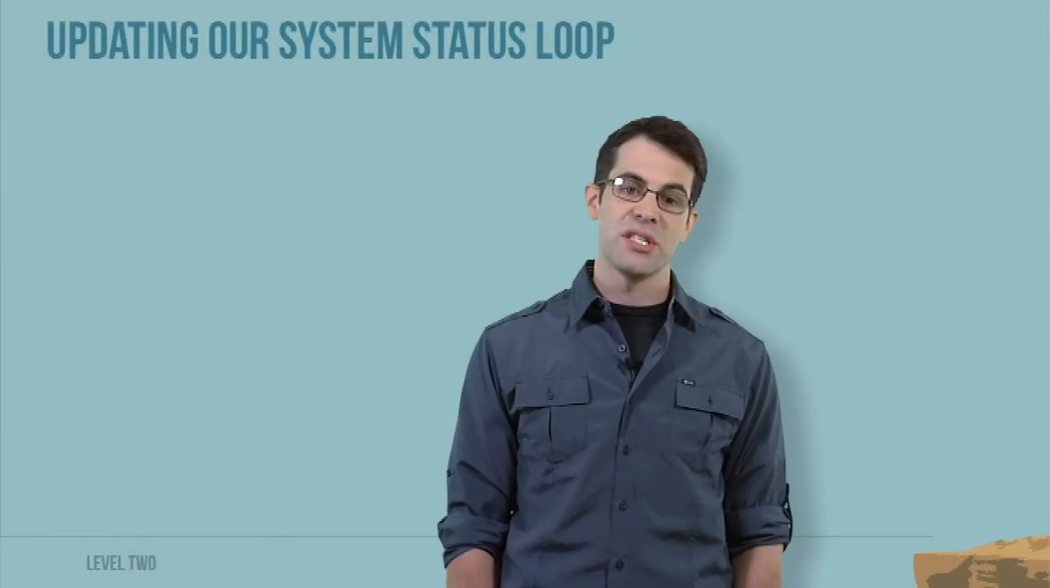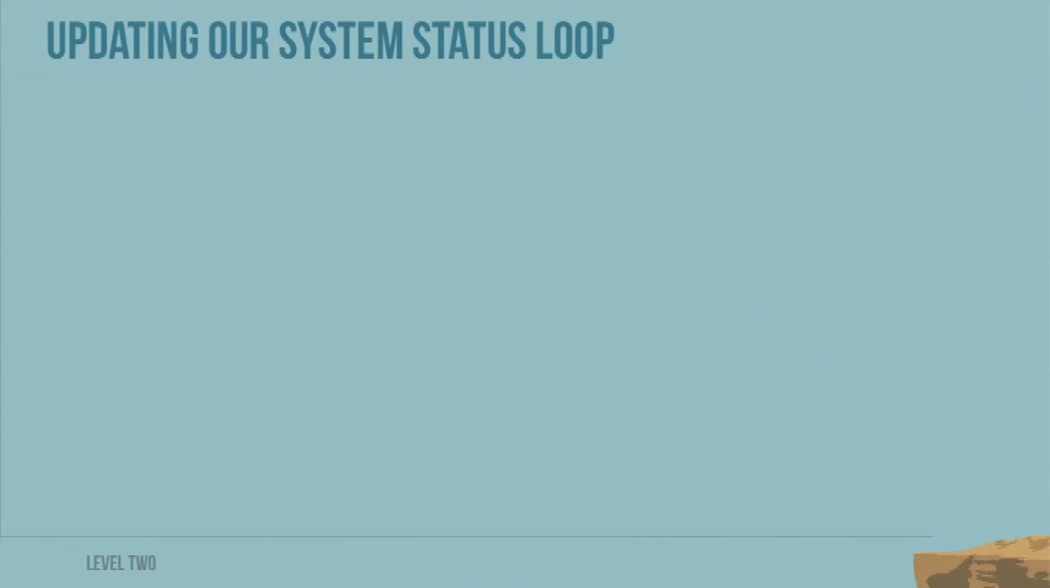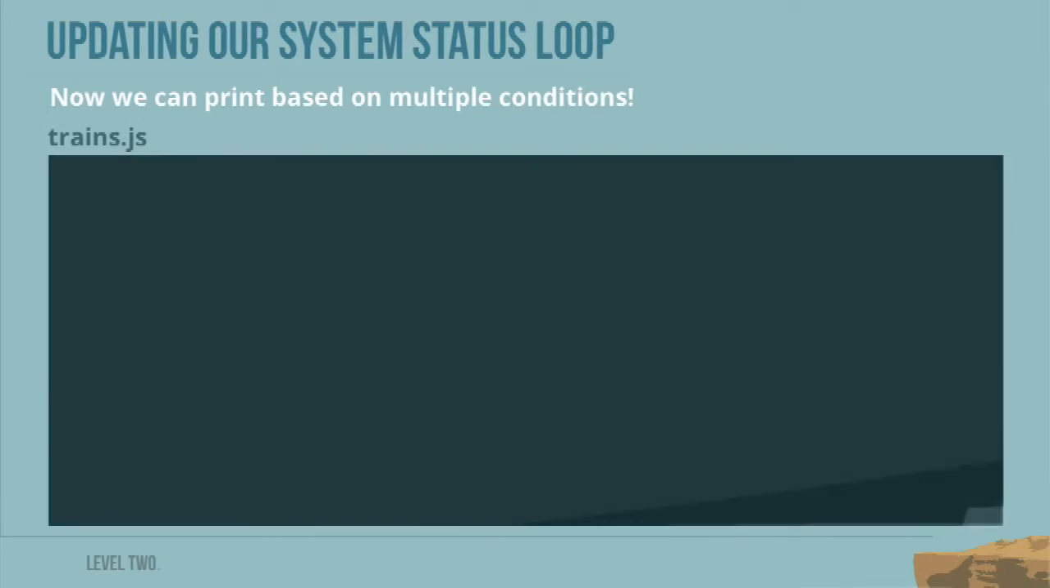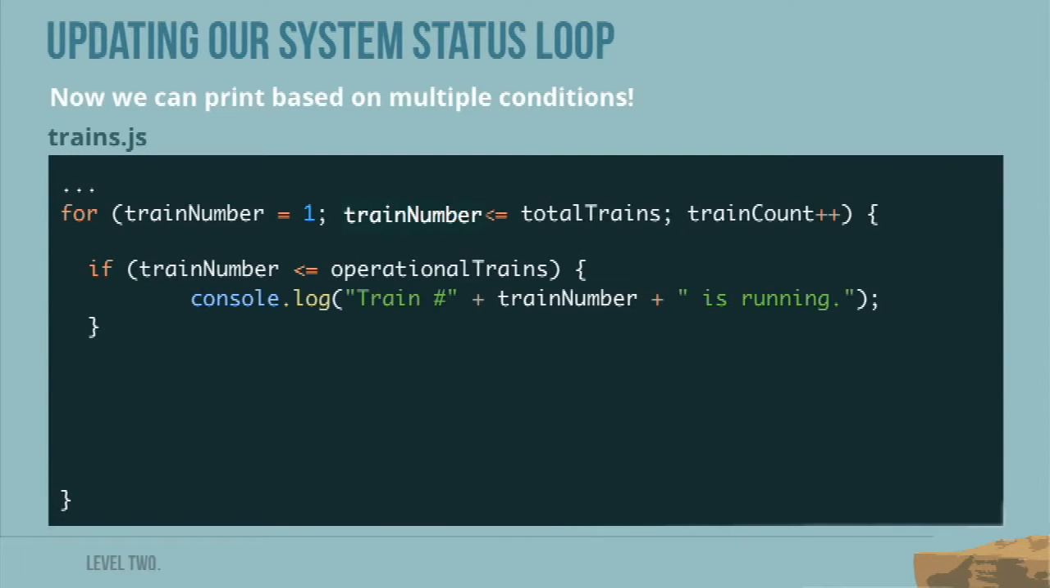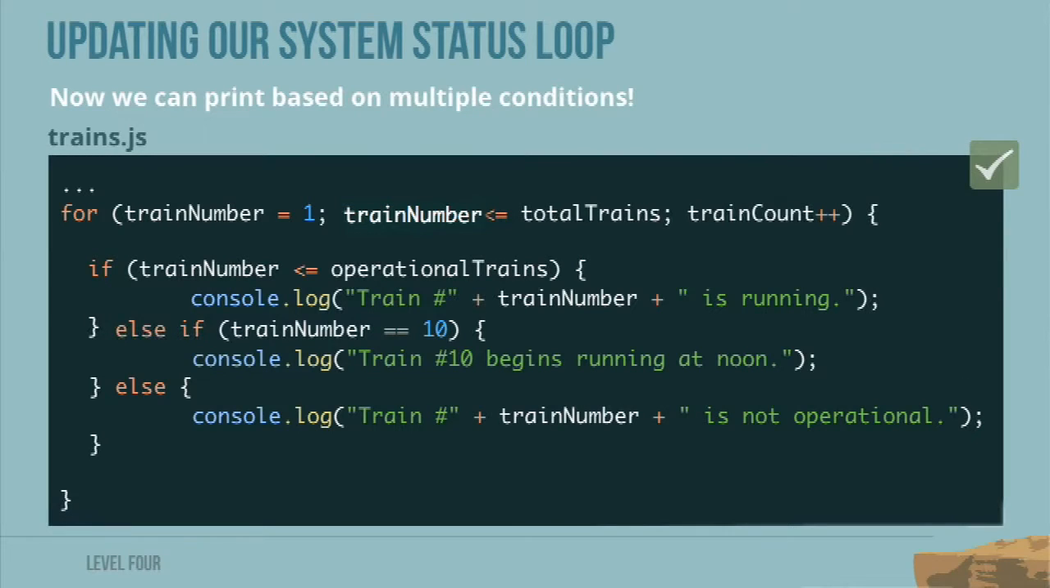So now let's update our system status loop with our cool new else if statement. We can print based on multiple conditions now. So you can see that in our for loop, most of which you've seen before, we've added in the else if statement to check to see whether we have train number 10 and then print out that it runs at noon.